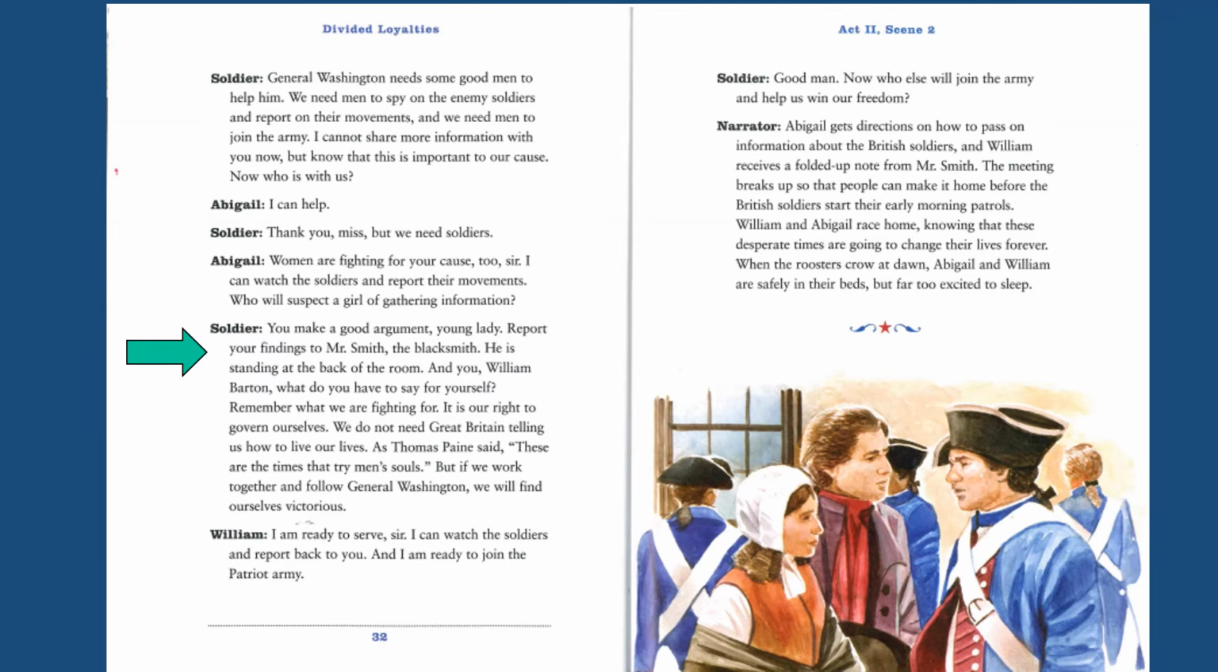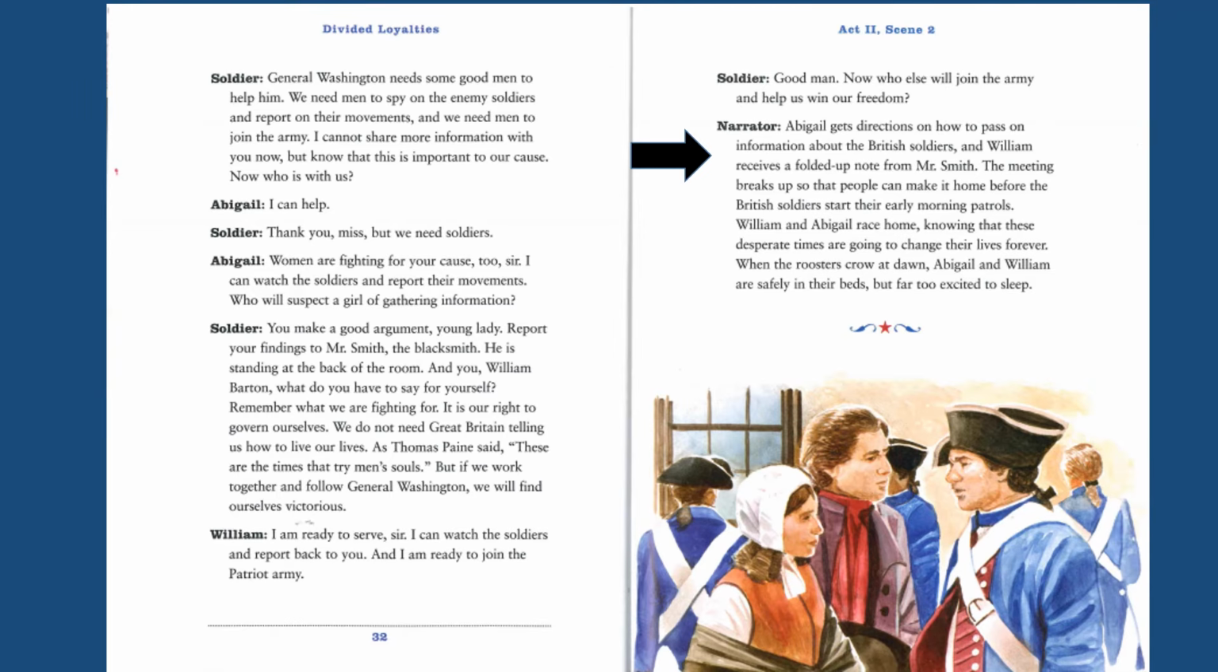And you, William Barton, what do you have to say for yourself? Remember what we are fighting for. It is our right to govern ourselves. We do not need Great Britain telling us how to live our lives. As Thomas Paine said, these are the times that try men's souls. But if we work together and follow General Washington, we will find ourselves victorious. I am ready to serve, sir. I can watch the soldiers and report back to you, and I am ready to join the Patriot Army. Good man. Now who else will join the army and help us win our freedom?